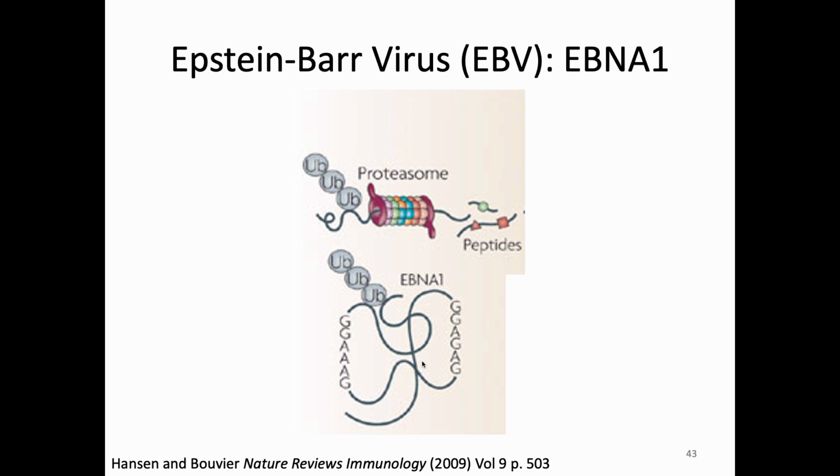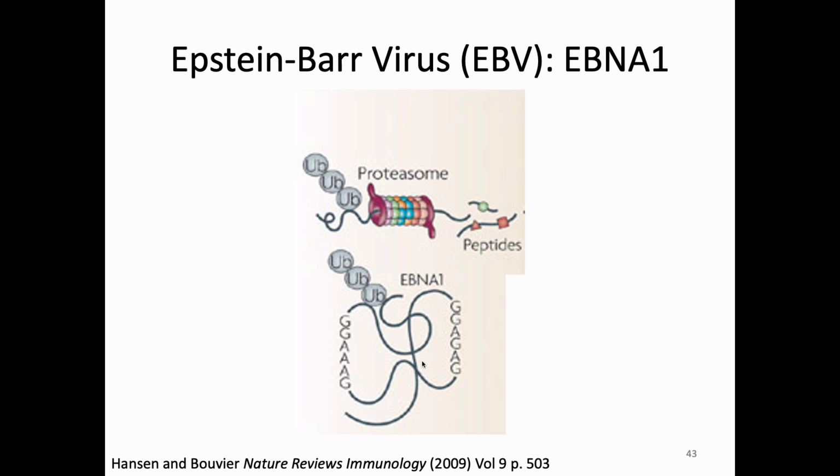That would be bad. And so in fact, EBNA1 is kind of interesting because it has these weird patches of glycine and alanine repeats. See, you can see the G's and the A's. And as a result, when EBNA1 goes into the proteasome, it gets gummed up. For some reason, the proteasome can't really degrade this protein very well.